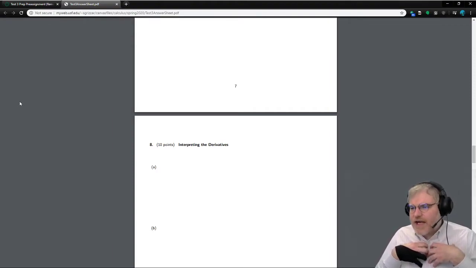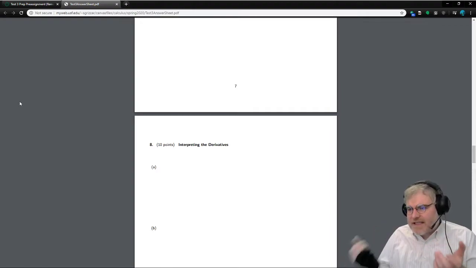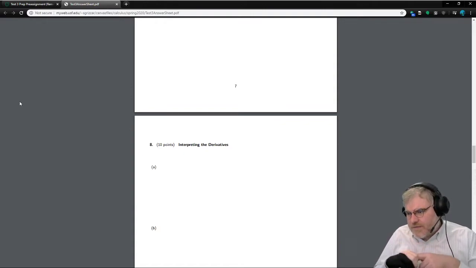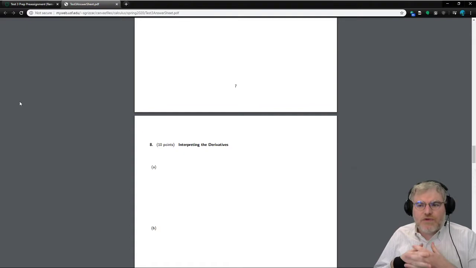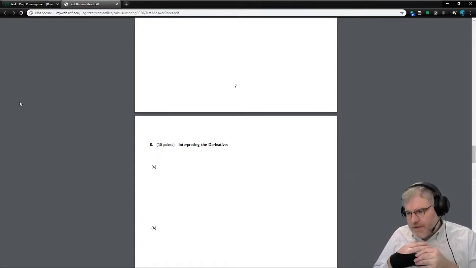I'm trying to make this as much like being in the test as possible. Okay, so I just want to know how you feel about the procedure, and how you feel about this idea that I'm not out to get you. I'm trying to make it just like it was.